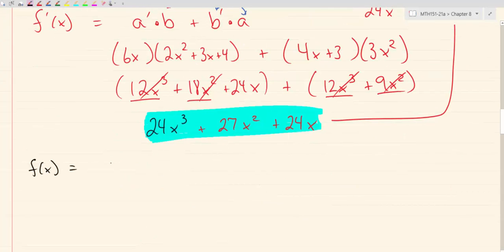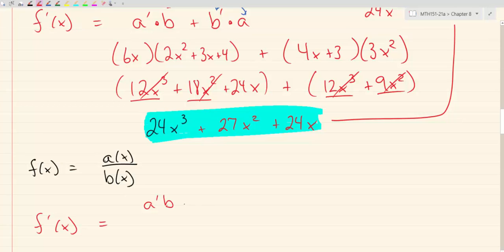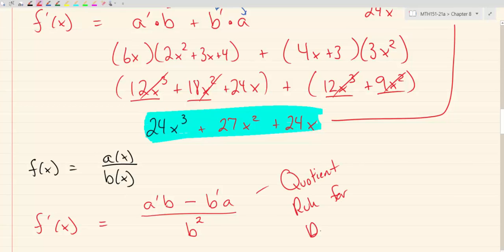So here's another one. f of x equals A of x divided by B of x. And you want to take the derivative of this function that is basically two functions, one divided by the other. So f prime of x is equal to A prime times B minus B prime times A, all divided by B squared. And this is called the quotient rule for derivatives.